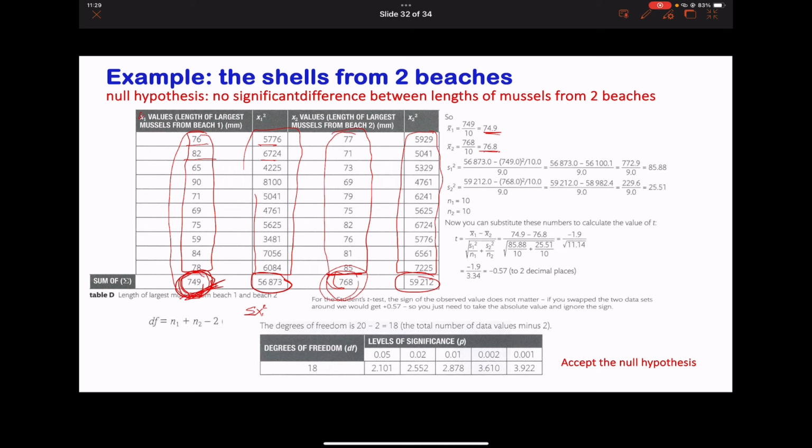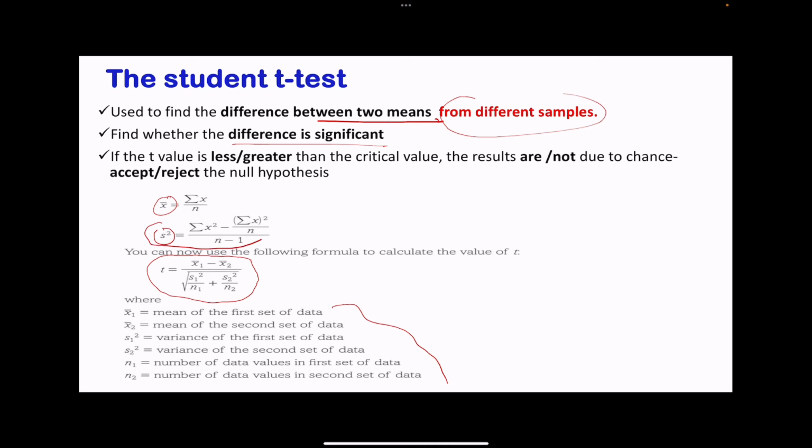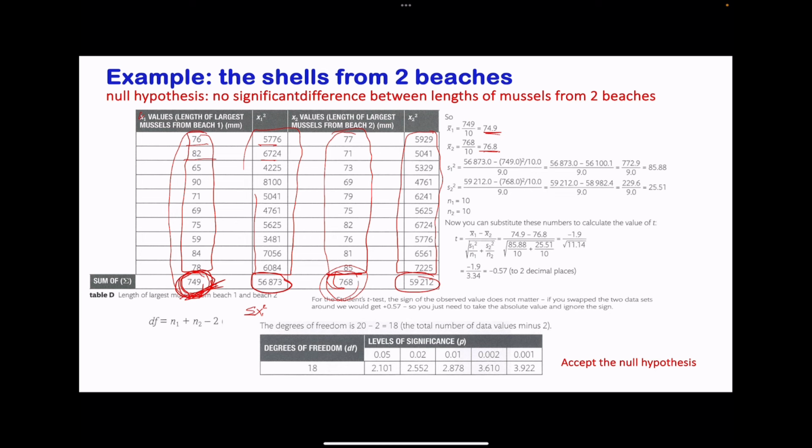Then I need to substitute to find the s1 squared. And again, remember, we use this. So this is going to be the summation, which is 56, this one here, 873, minus that squared divided by the total number, which is 10, all divided by n minus 1, which is 10 minus 1, giving us a 9. And when you calculate, you're going to get 85.88.